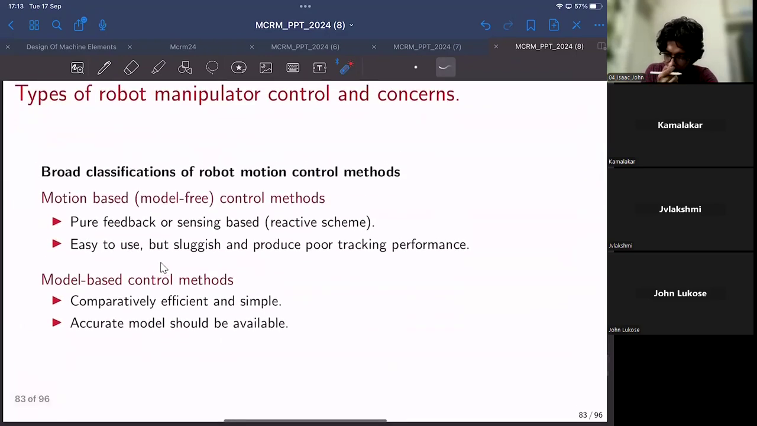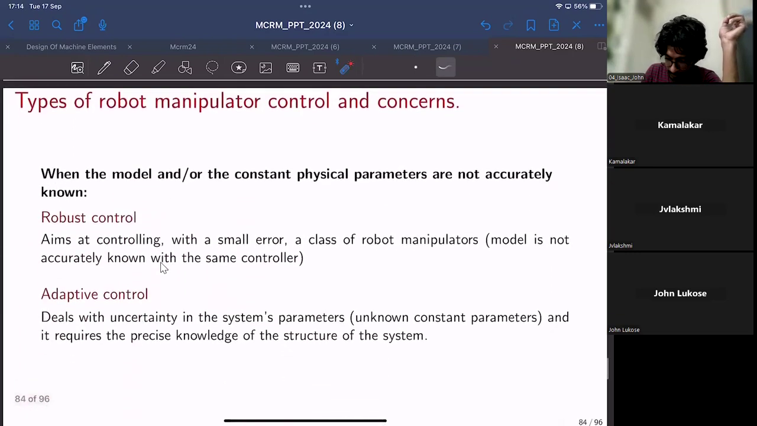Yeah, then the control schemes can be classified as motion-based or model-free control schemes, which fully rely on sensors. We don't use the dynamic model. We only use the feedback from sensors. Or there are model-based control methods, which only use our dynamic model. It does not rely on sensors. So in fact, model-based is an open loop control, as it is not relying on sensors.